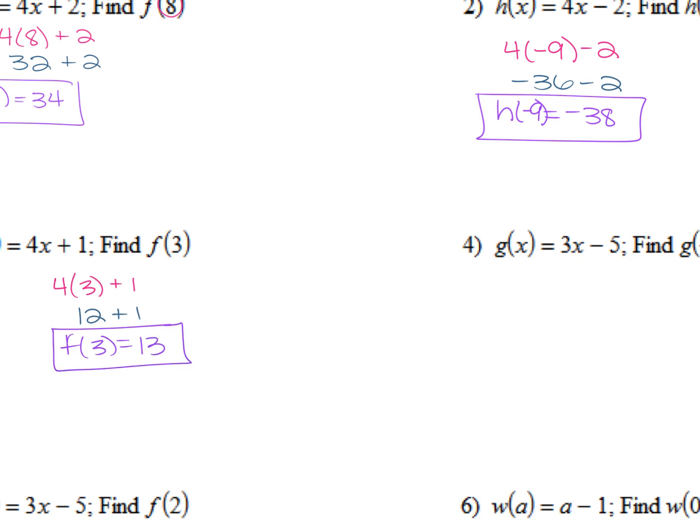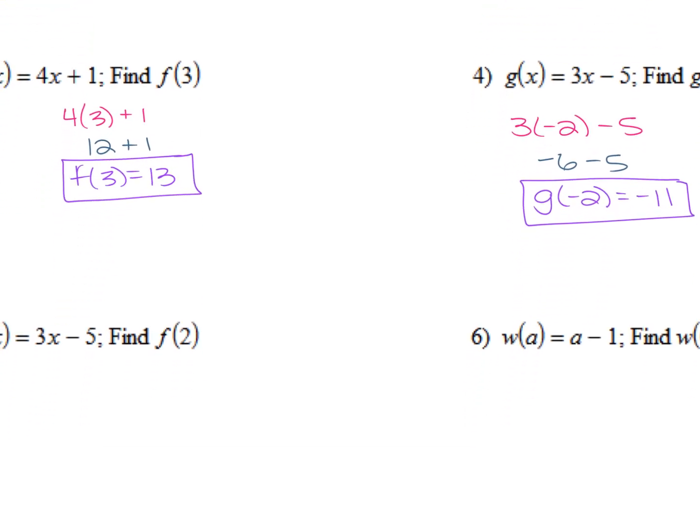For number 4, we have g of x is equal to 3x minus 5. We're finding g of negative 2. So we're going to plug that negative 2 in for x. That's going to give us 3 times negative 2 minus 5. 3 times negative 2 is negative 6. Minus 5 gives us negative 11. So g of negative 2 is equal to negative 11.